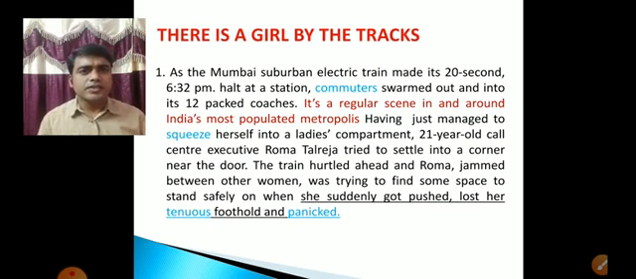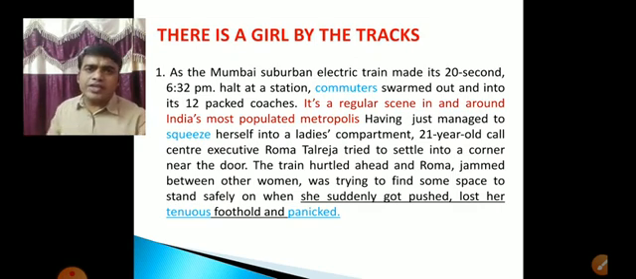See, look at the paragraph, my dear children. Who is the girl referred to here? Yes, the girl is Roma Talreja. It's a regular scene in and around India's most populated metropolis. There is a line, children.